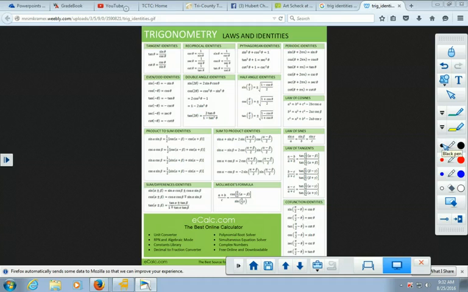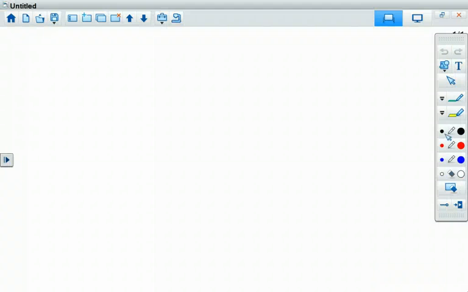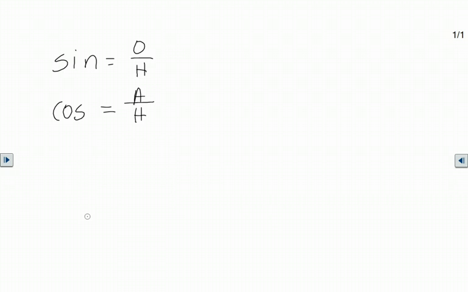This is not the color I want. Hold on just a second. There it is. I'm going to go to this right quick. And for those of you that remember your trig, sine is equal to Oscar had. Cosine is equal to a hunk. And tangent is equal to of apple.